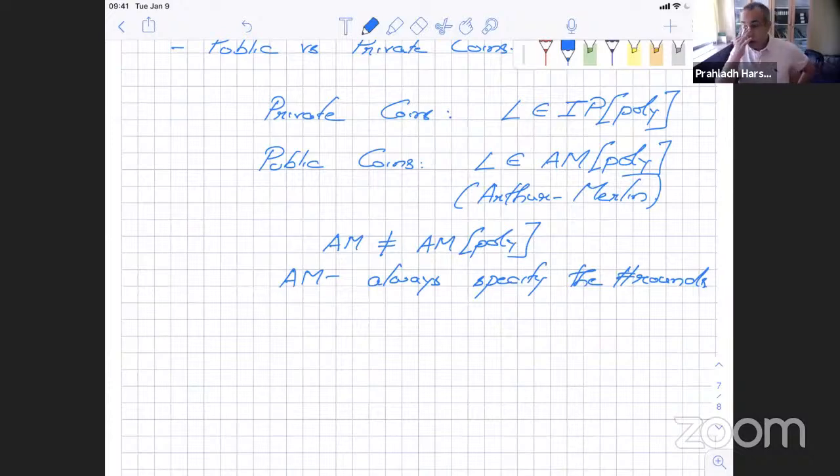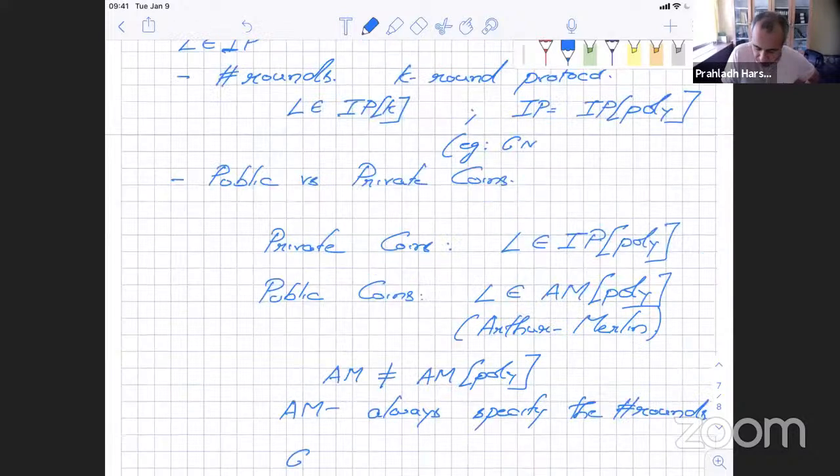So what I will try to do with the remaining 14 minutes or so: so far we have seen that graph non-isomorphism has an IP protocol. In fact, what have we seen? We have seen that graph non-isomorphism, GNI, is in IP1. It's a one round protocol.